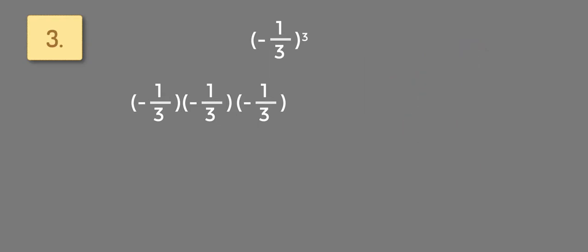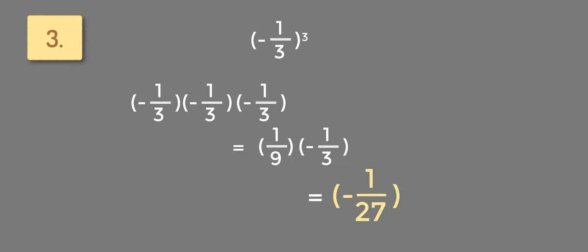Now that said, when we have negative 1/3 times negative 1/3 times negative 1/3, it's just multiply left to right, order of operations. So negative 1/3 times negative 1/3 is going to be a positive 1/9, and then we're still left with the negative 1/3. And then 1/9 times negative 1/3, we have a positive times a negative, so we know it's going to be negative. Multiply across the top, multiply across the bottom, and we have 1 on top and 27 on bottom. So negative 1/3 all cubed is going to be negative 1/27.